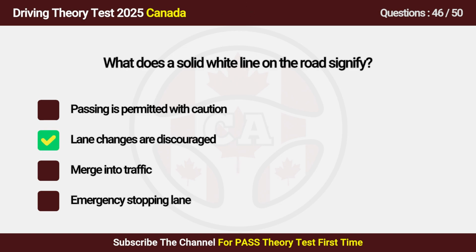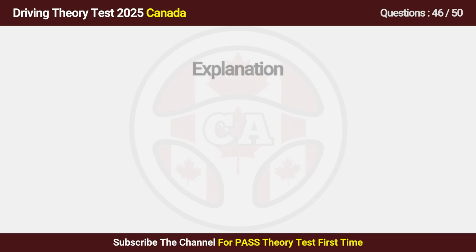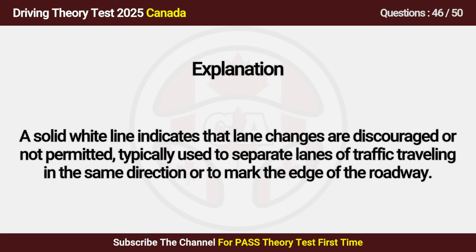Answer is B. Lane changes are discouraged. A solid white line indicates that lane changes are discouraged or not permitted, typically used to separate lanes of traffic traveling in the same direction or to mark the edge of the roadway.